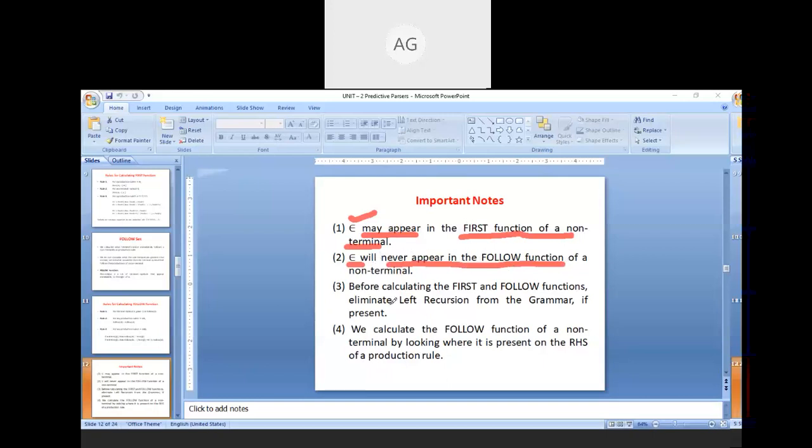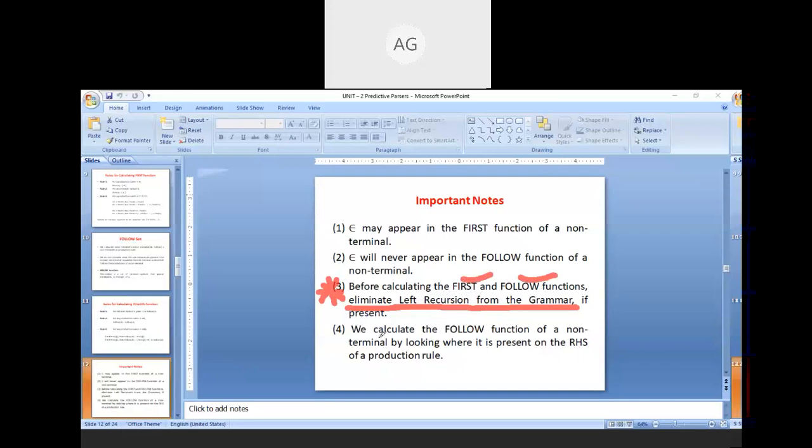Epsilon can be part of the first function, but epsilon can never be part of the follow set. The third point is: before calculating the first and follow functions, eliminate left recursion from the grammar. This is a very important concept. Before calculating the first and follow, you need to check whether the grammar contains left recursion or not. If it does, you first need to eliminate the left recursion, and after that you can find the first and follow symbols.